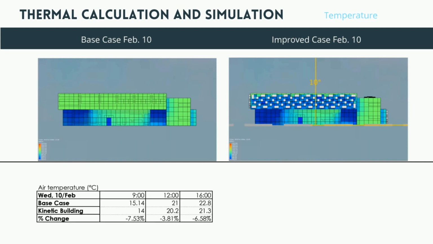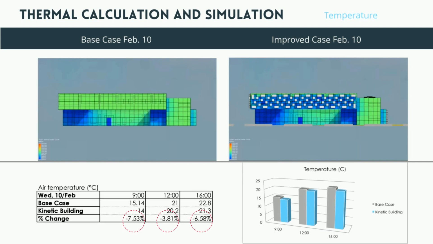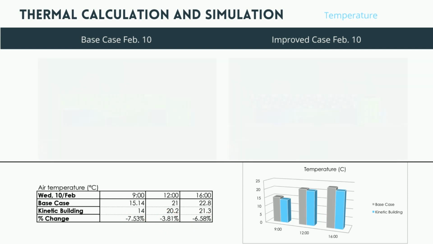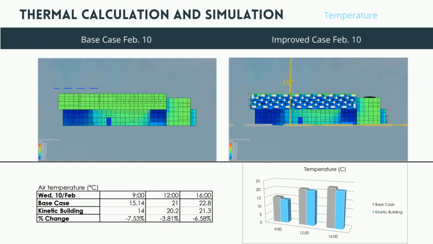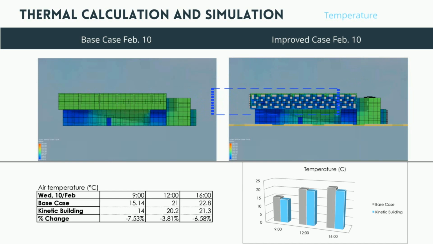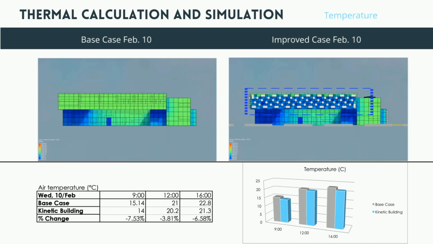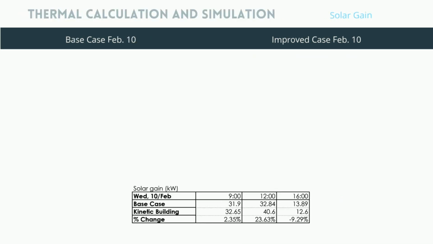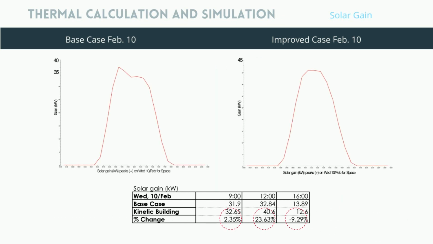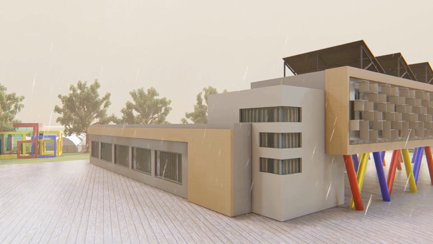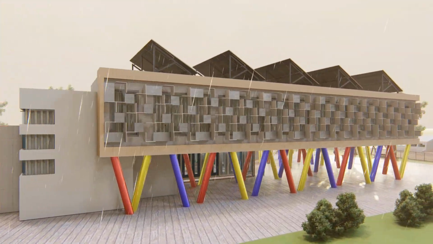Looking at the southern facade on February 10th, we noticed less solar gain on the facade due to shading of the kinetic skin. Focusing on the 12 p.m., we managed to stay within the comfort range. As for the solar gain, it increased by 2.3% at 9 a.m., increased by 23.6% at 12 p.m., and decreased by 9.3% at 4 p.m.